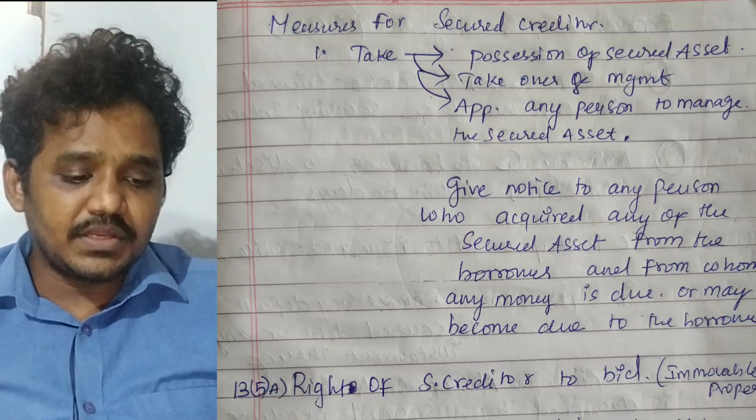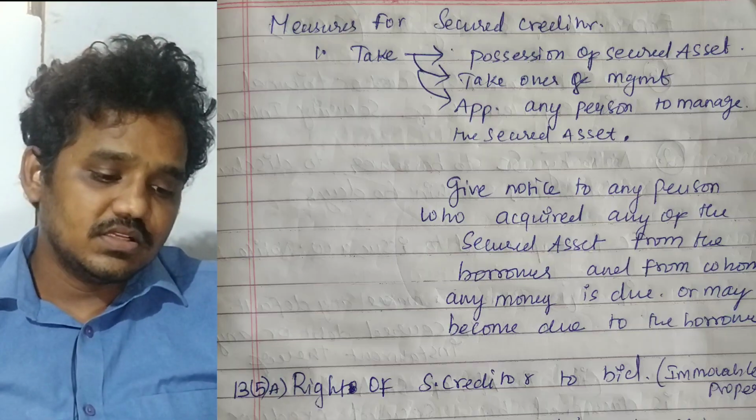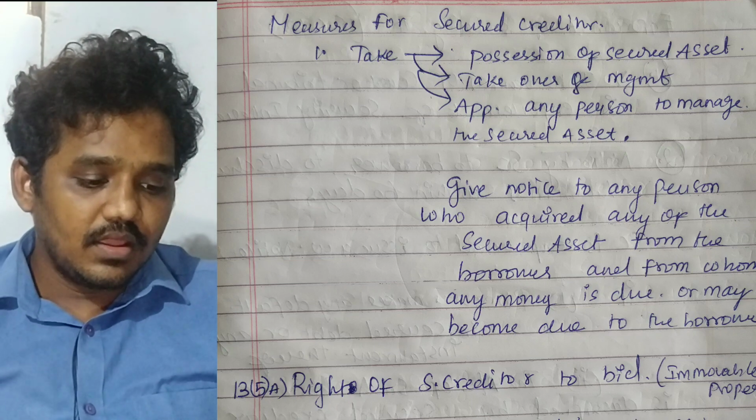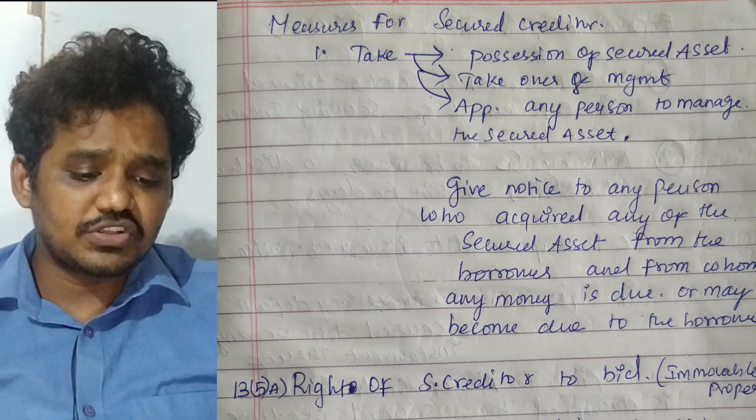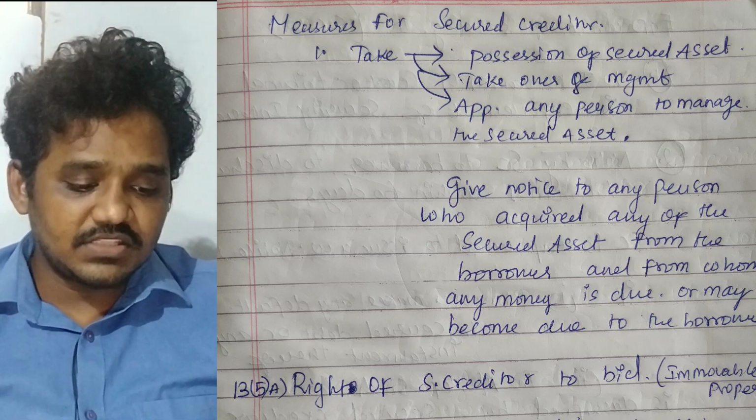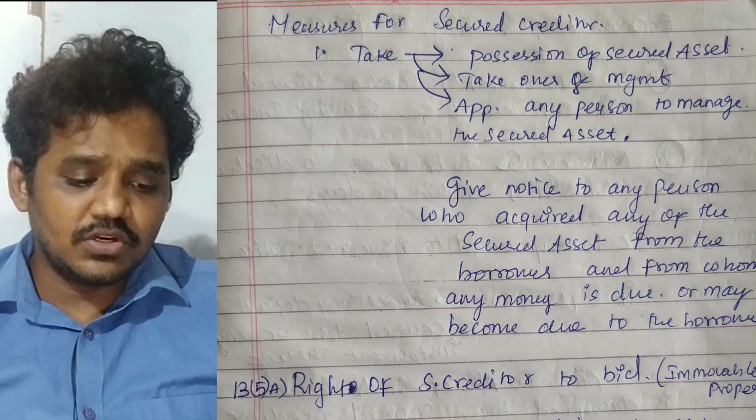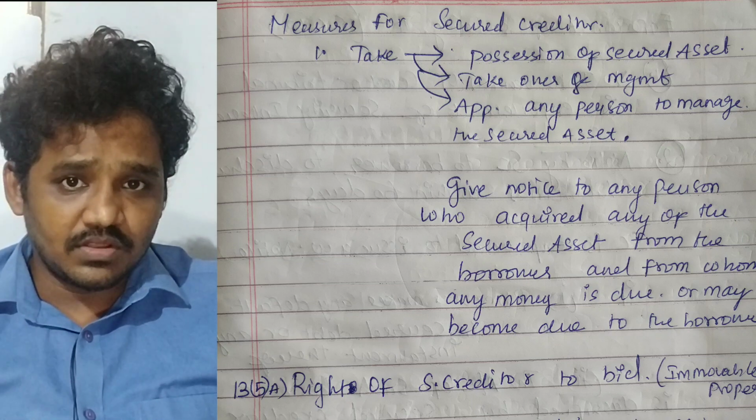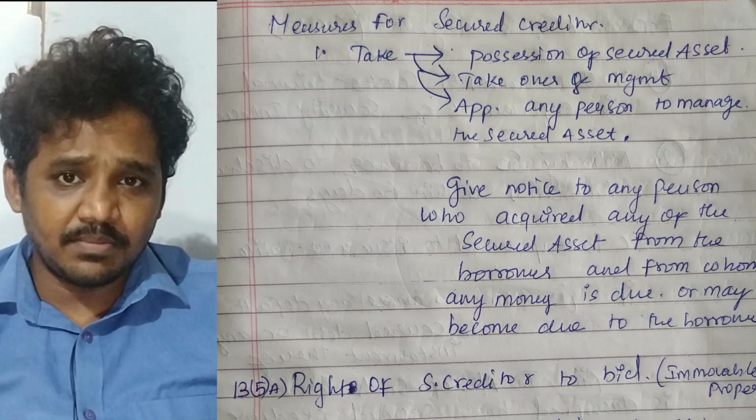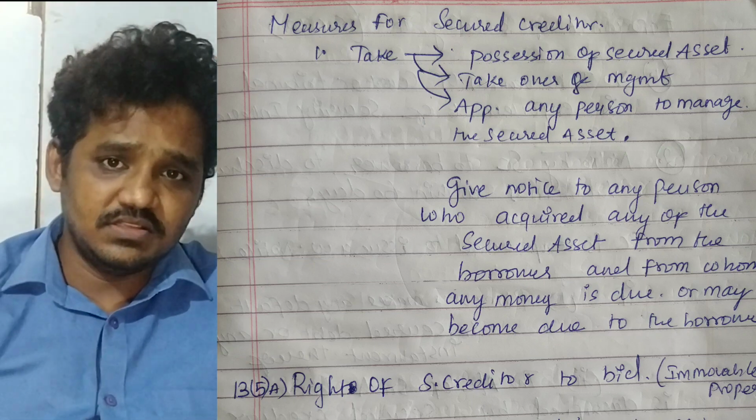Okay, what are all the measures available to the secured creditor? First, the secured creditor can take possession of the secured asset. They can take over the management. They can appoint any person to manage the secured asset. So it is up to the asset reconstruction company or the secured creditor. Secured creditor is nothing but the bank. They can take possession and take these steps.